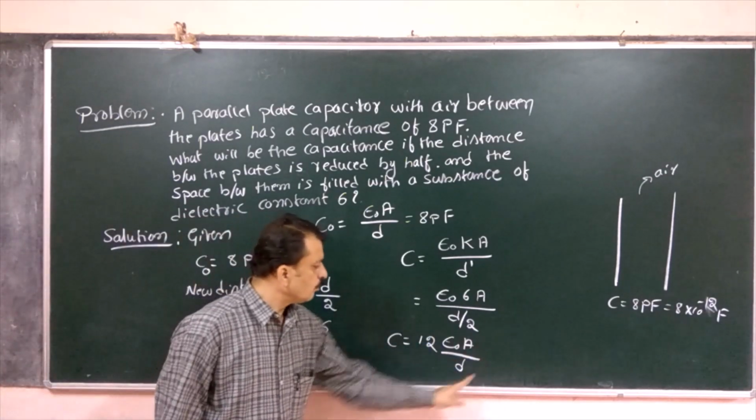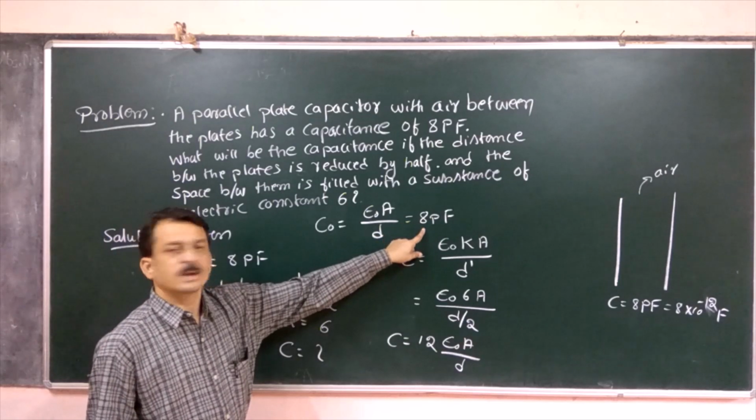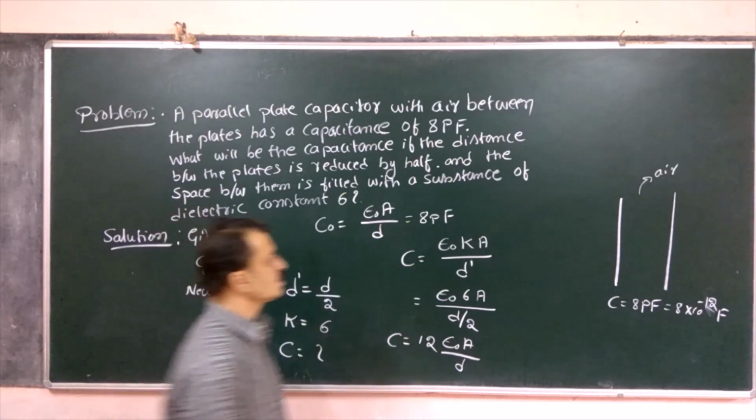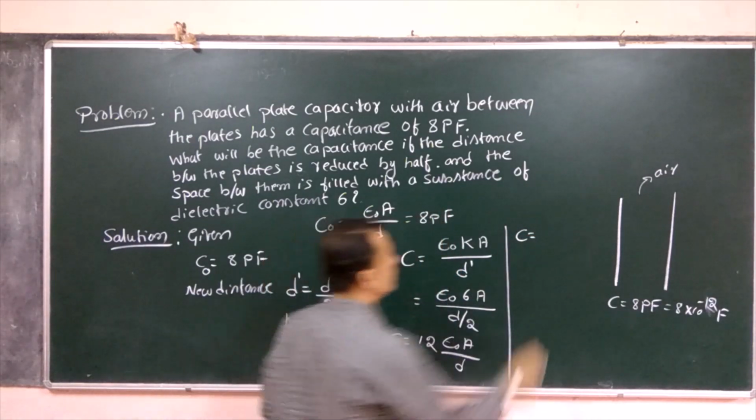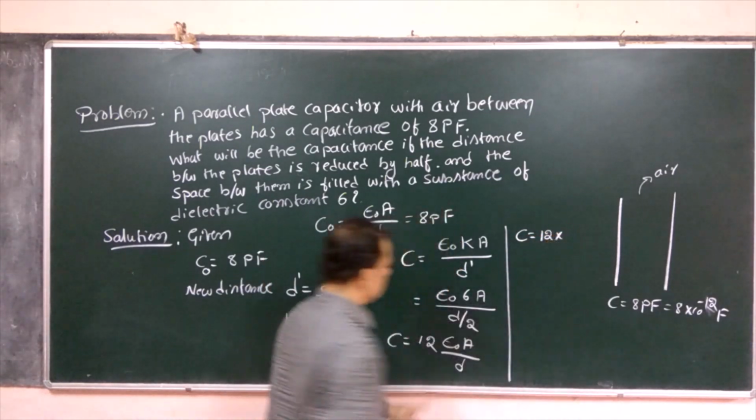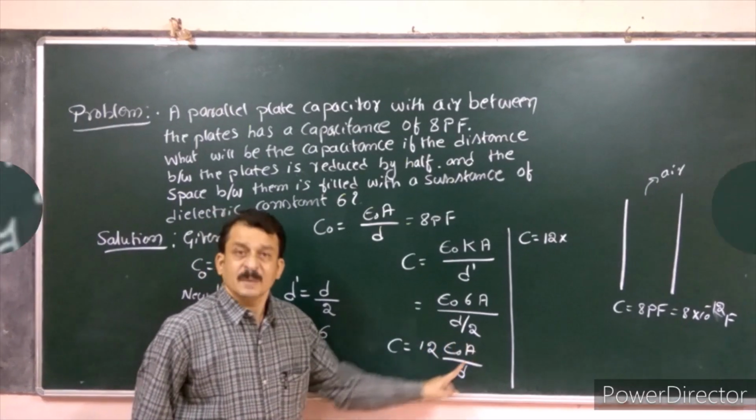But we know this value, it is given 8 picofarad ಅಂತ ಕೊಟ್ಬಿಟ್ಟಿದ್ದಾರೆ, ಅದನ್ನ ಸಬ್ಸ್ಟಿಟ್ಯೂಷನ್ ಮಾಡ್ಕೊಂಡ್ರೆ, so therefore capacitance C is equal to 12 into, now this is the value of the capacitance.